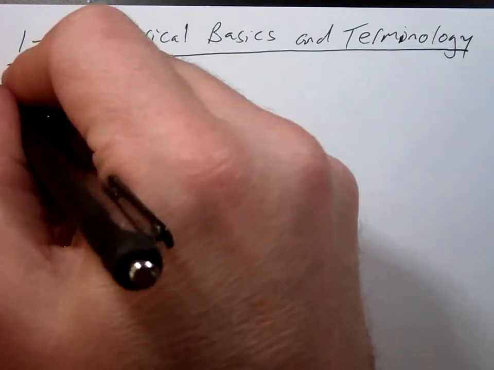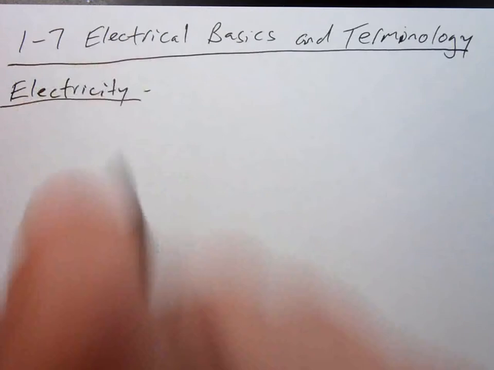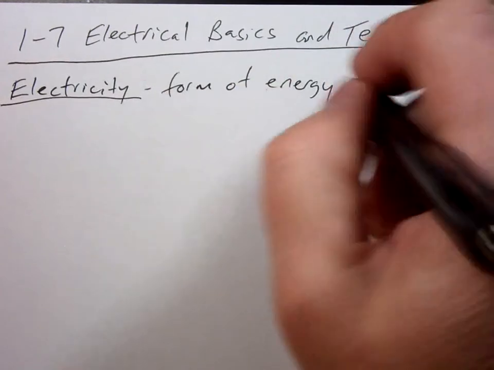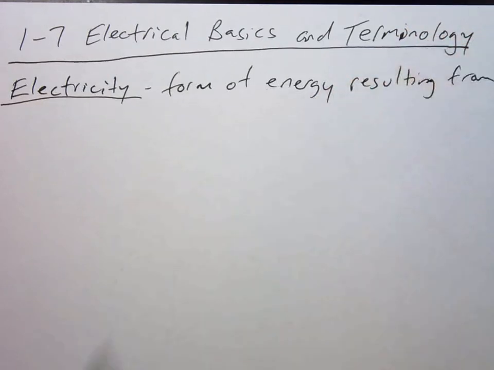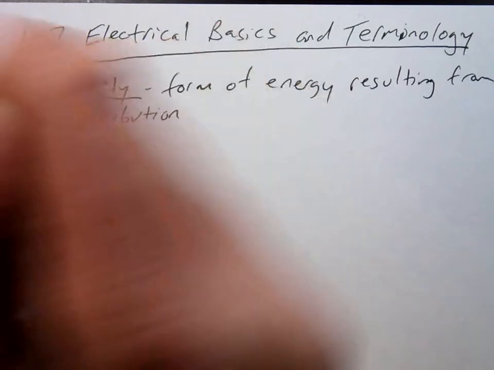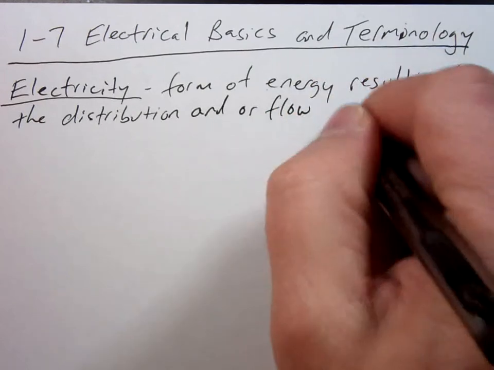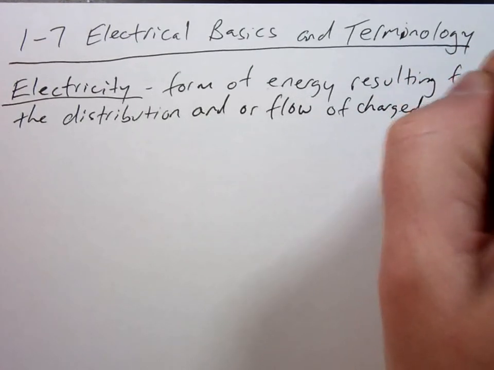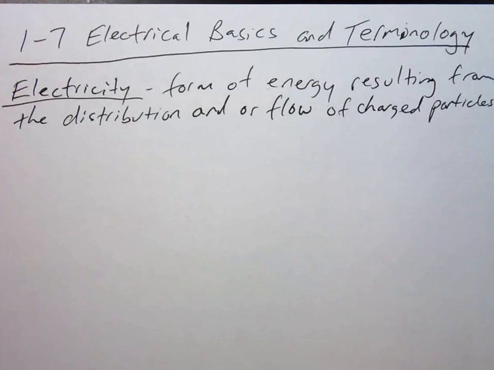Okay? So let's start with the basic definition of electricity. Electricity is a form of energy resulting from the distribution and/or flow of charged particles.